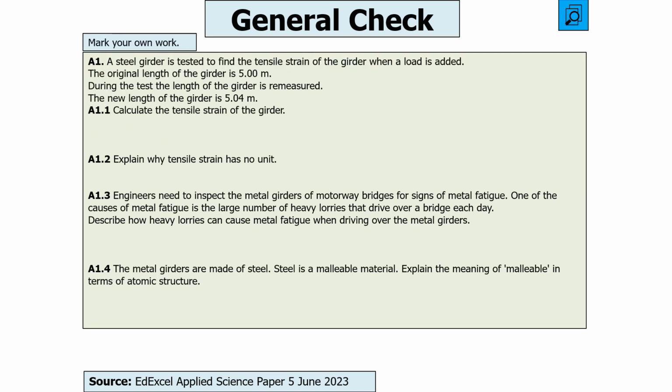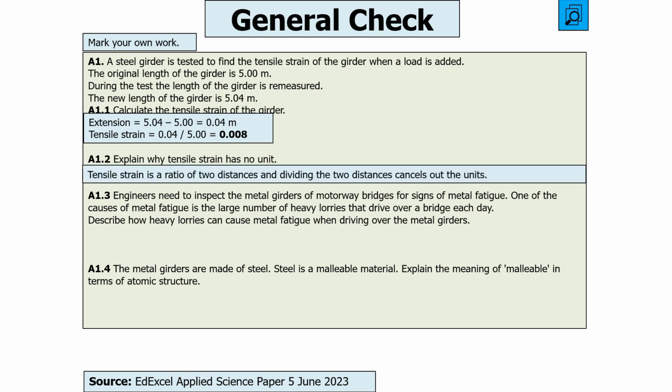Right, in this first one, we know that strain is going to be extension over original length. So you find your extension by subtracting the original length from the new length. We then find strain by dividing that by the original length, so it's 0.008. Now it has no unit because it's a ratio of two distances. So when you divide those two distances, if you're using the same unit, it will cancel through.